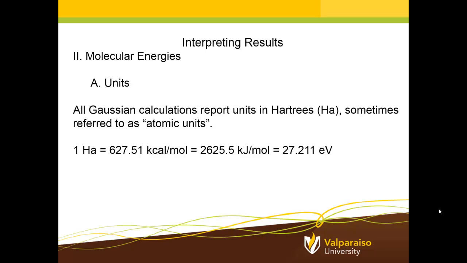If we multiply that by the conversion factor between calories and joules, we get 2,625.5 kilojoules per mole. And if in turn we multiply that by the appropriate conversion factor, we can convert that into electron volts, 27.211 eV. So when you use energies calculated from a program like Gaussian and maybe copy and paste them into a spreadsheet, you might want to take the values in Hartrees and convert those into one of these units, depending on whichever one you're more familiar with.